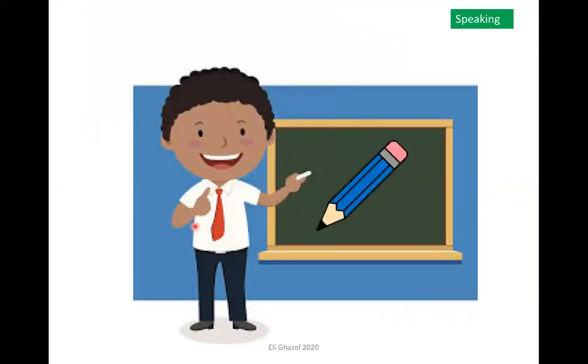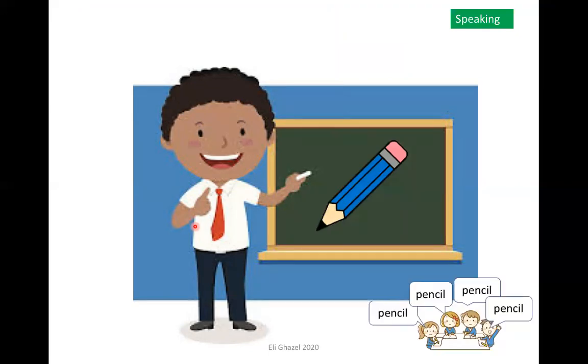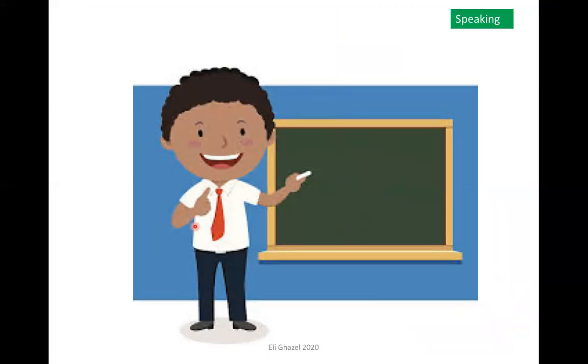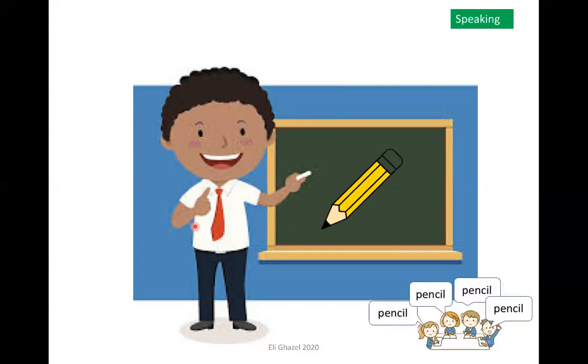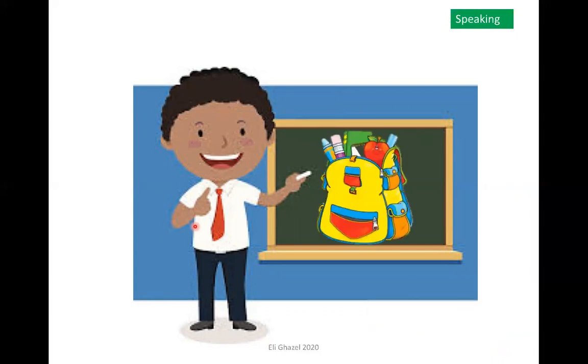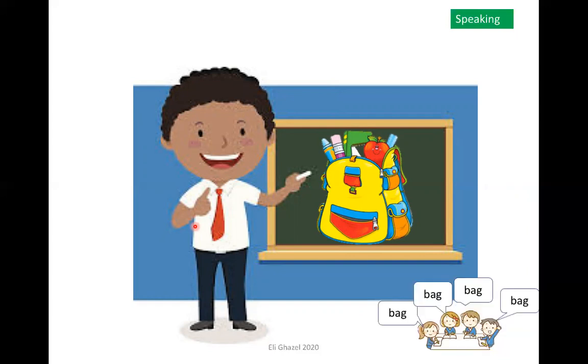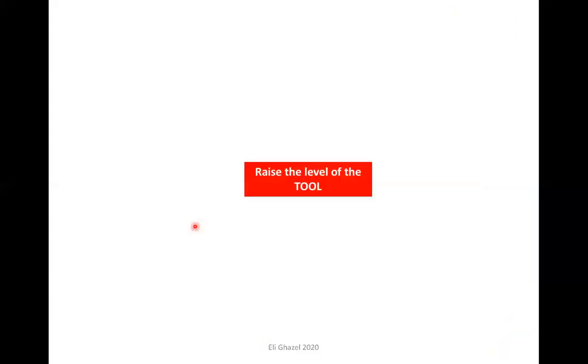You put a picture, 1, 2, 3. You give a signal, and the children will say pencil. You put a picture, 1, 2, 3. The kids will say pencil. Now, you put a picture, 1, 2, 3, and the kids will say to each other, bag. Now, you can do this several times until they can say the words. But if it's easy for them now, raise the level of the tool.